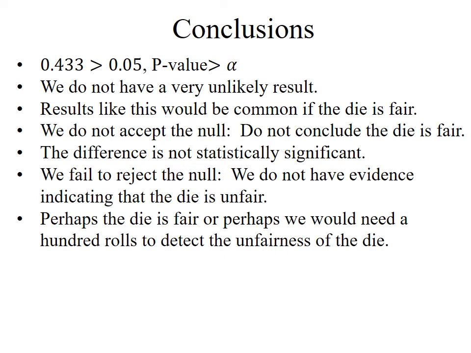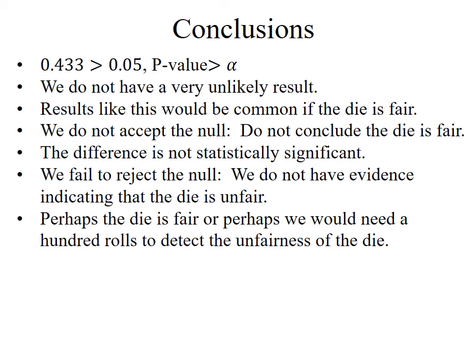Let's assume alpha is 5%. There's a typical threshold. Are we below that? No, not by a long shot. 43.3% is larger than 5%. My p-value is larger than alpha, so therefore, this is not an unlikely result. Results like this would actually be pretty common if I have a fair, normal, typical, average, ordinary die with a 1 in 6 chance of rolling each thing.